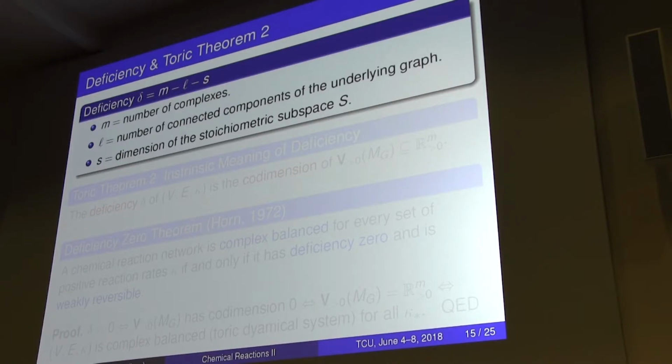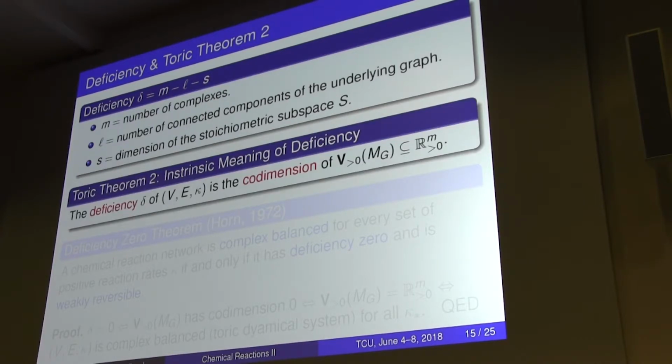Just remember what the deficiency is. It's the number of complexes, minus the number of connected components of the underlying graph, minus the dimension of the stoichiometric subspace. To me at least, the intrinsic meaning of deficiency is that it's the codimension of the toric moduli space in the space of all possible capital Ks. And that's just really lovely.